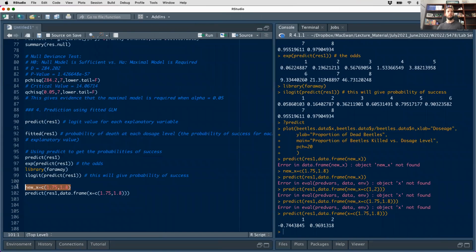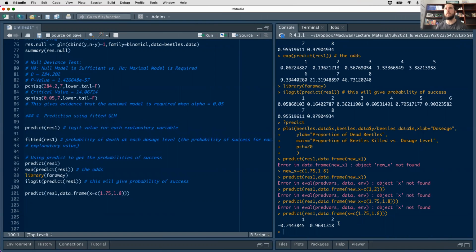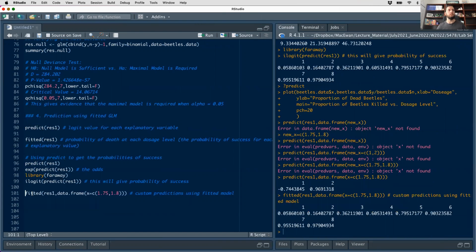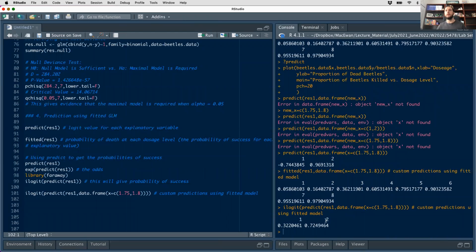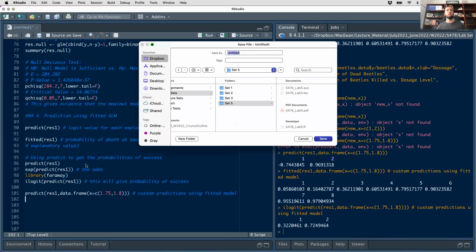There we go. So I don't even need this part. If you wanted to do some custom predictions, you can do that as well. Thanks, man. That's a helpful tool as well. Let's see if it works with fitted. No, it doesn't work with fitted. So if you wanted to get the probabilities of success, you would have to just ilogit this thing, and that would give you the probabilities out. So pretty helpful tool to have, I would say.